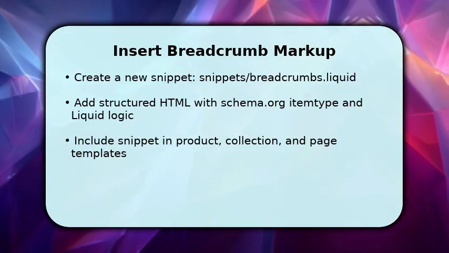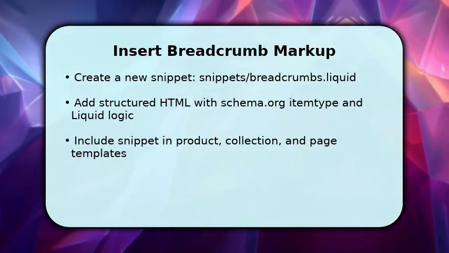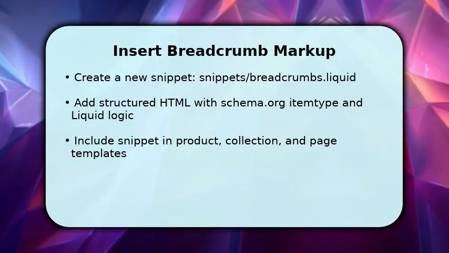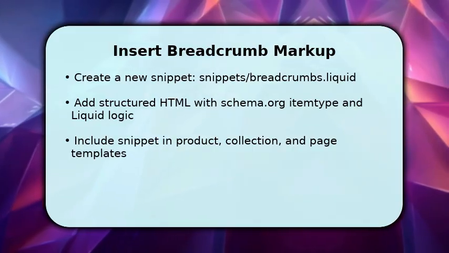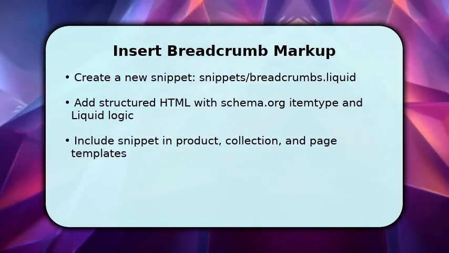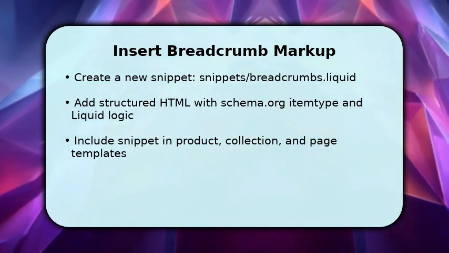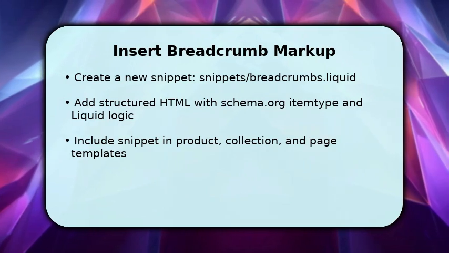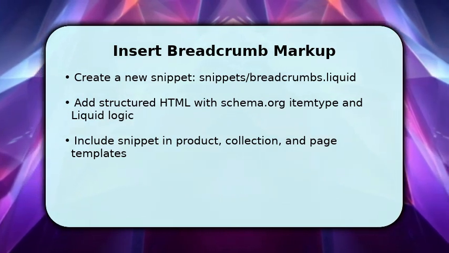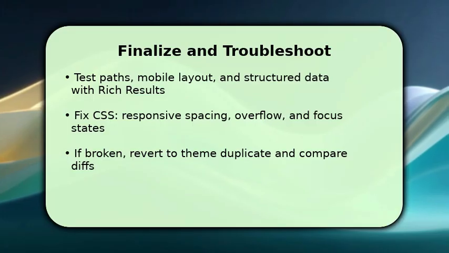Once done, open product.liquid, collection.liquid, and page templates and include the snippet with {% include 'breadcrumbs' %} or render. Make sure to test different product and collection paths to verify correct hierarchy and accessible markup for screen readers and SEO crawlers.